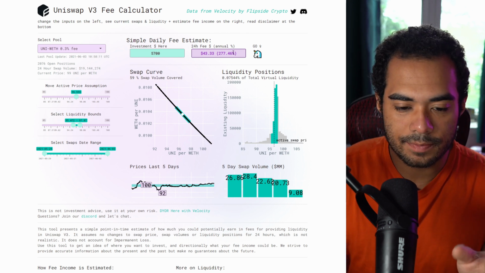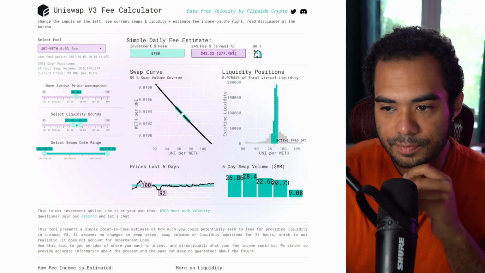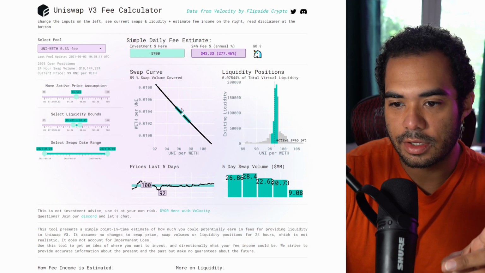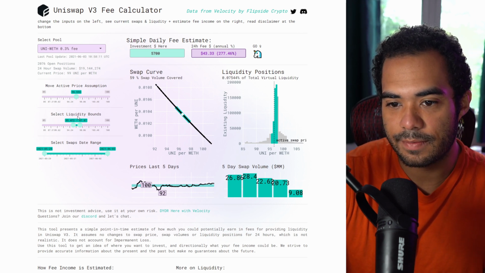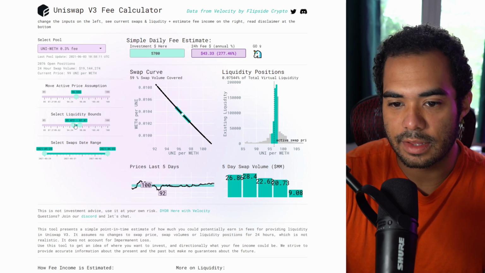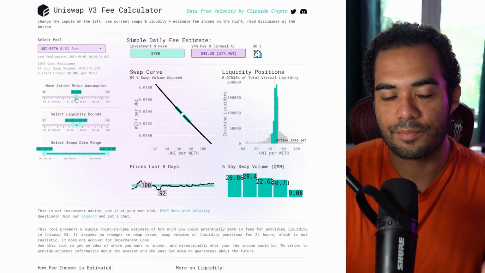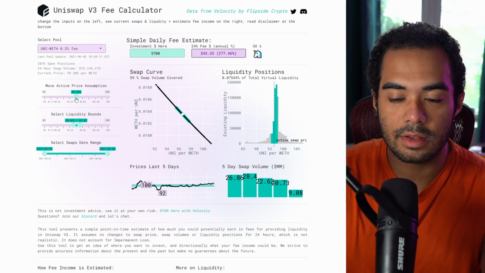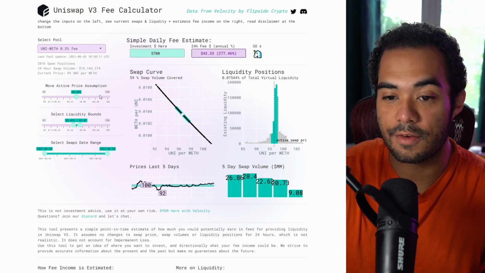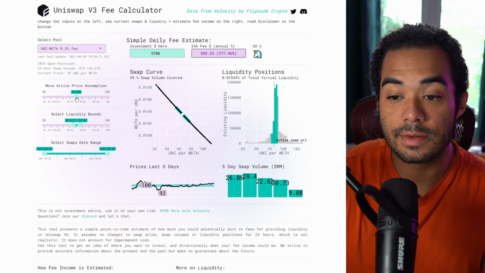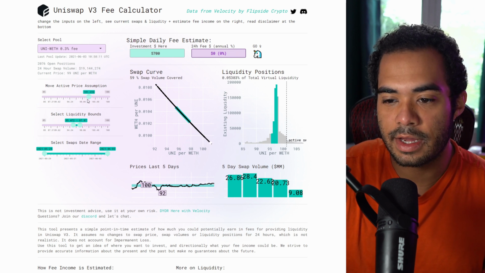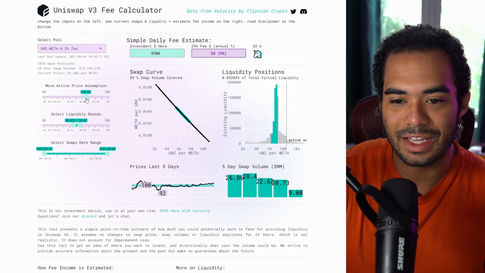For these pairs, what you'll see here, and obviously again, this is going to be the price curve, right? That's kind of what this represents. So again, this is my position right now, and whenever the actual price of the Uni ETH pair is within my range, I'm getting a ton of fees, right? Especially when it's closer to the middle.